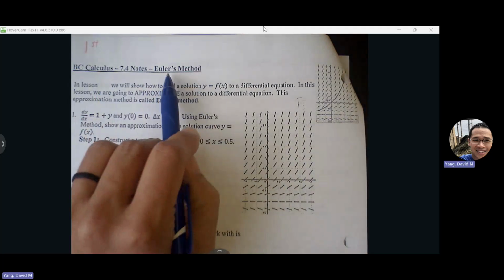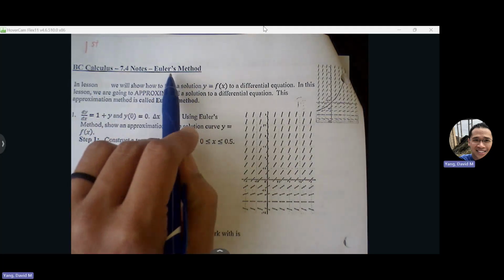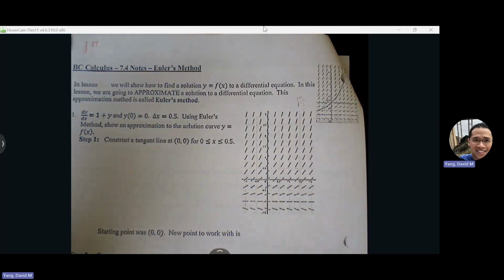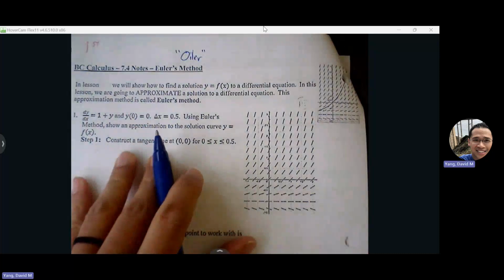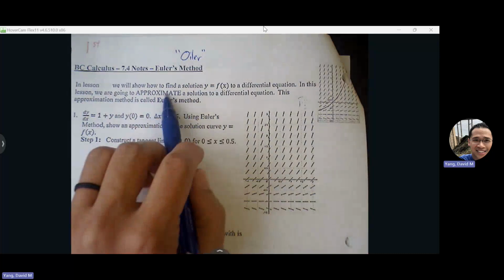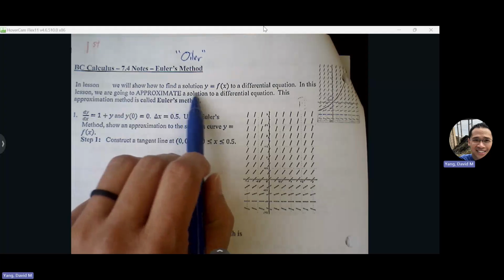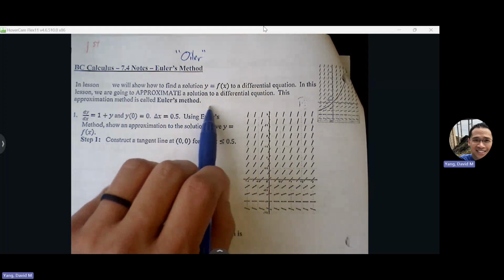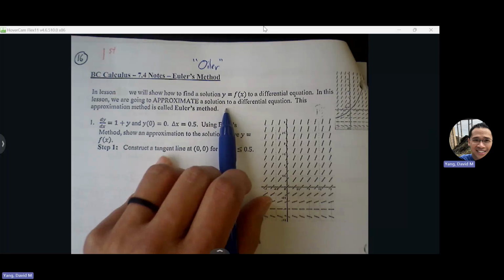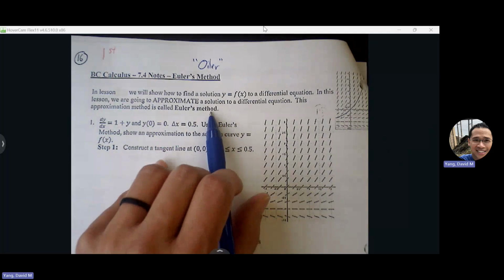I pronounce this Euler, but some students say Euler. I guess it really doesn't matter, but I pronounce it Euler like this. Euler's method. So in this lesson, we're going to approximate a solution to the differential equation. This approximation method is called Euler's method.